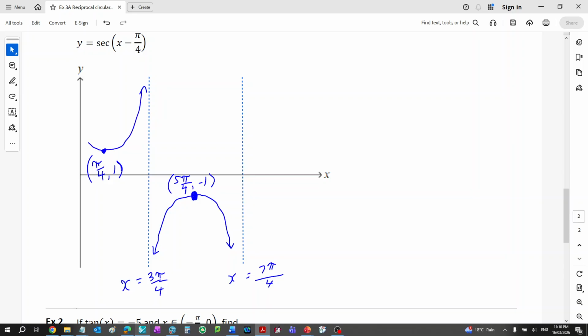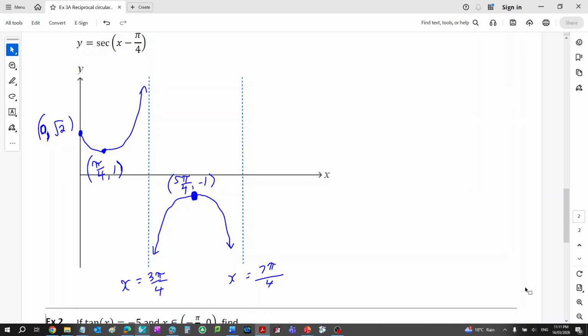And then over here, I'm going to have a y-intercept. Now, what's the y-intercept going to be? We're going to sub in 0. We're going to get sec of minus pi on 4, which is the same as 1 on cos of minus pi on 4. Cos of minus pi on 4 is the same as cos pi on 4, which is 1 on root 2. And because we're doing 1 over 1 on root 2, this is going to be root 2, so 0, root 2 is our endpoint over here.